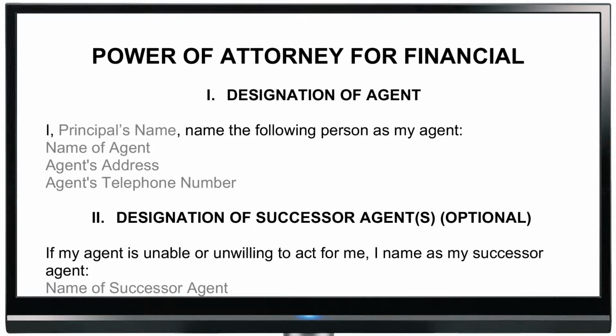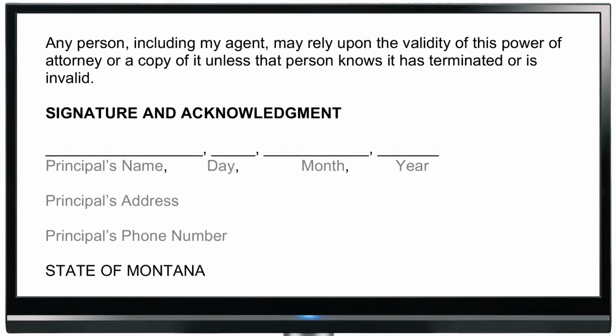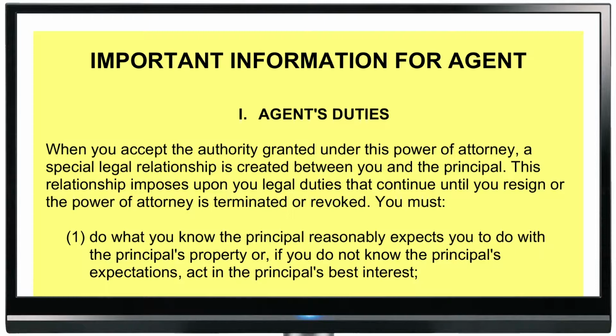If the senior's wishes change and the document is revoked, revocation needs to be recorded with the county. Make sure that the senior knows about the Information for Agent section, that the section needs to be given to the agent and notarized in their presence.